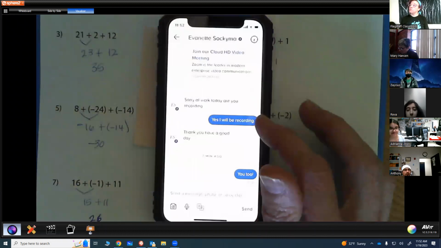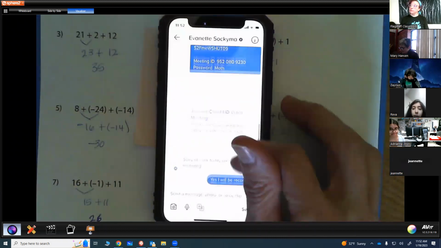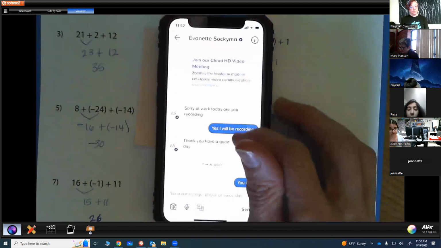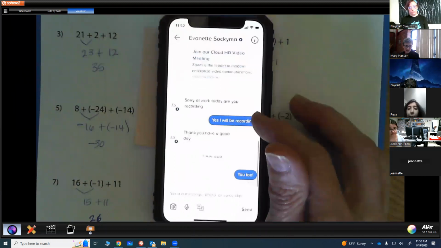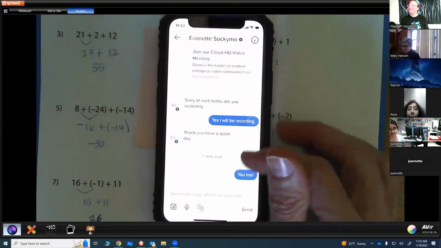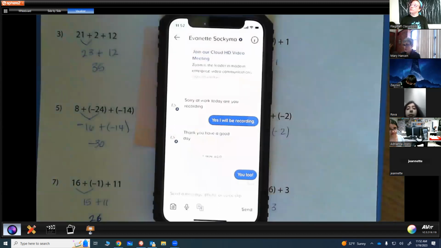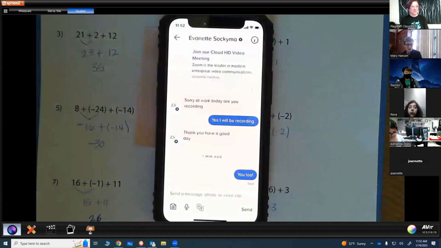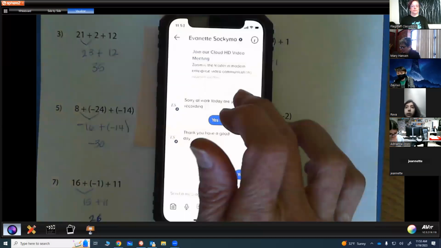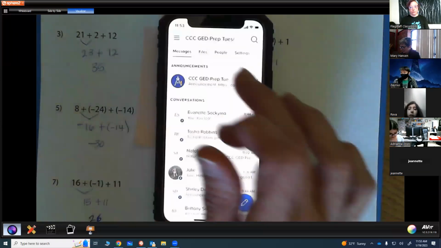But the other thing you can do is you can actually send messages to people. So I sent out the Remind and a student wrote back to me and said, sorry, I'm at work today. Are you recording? And I told her, yeah, I'll be recording. So it's a way you can communicate with your teacher. It sends a direct message to our phones too. Obviously, we're not working 24 hours a day. So if you send me a Remind message at 2 a.m., I'm not going to respond because I'll be sleeping. But this is a way you can stay in contact with your teachers, and you can know what's happening in the class itself with those announcements.